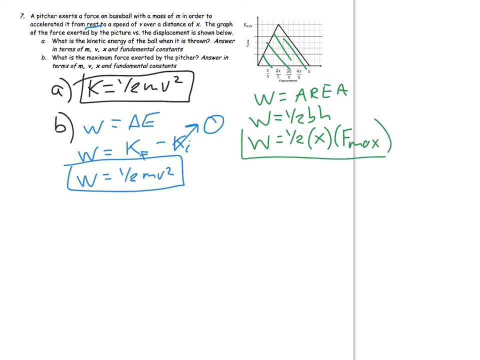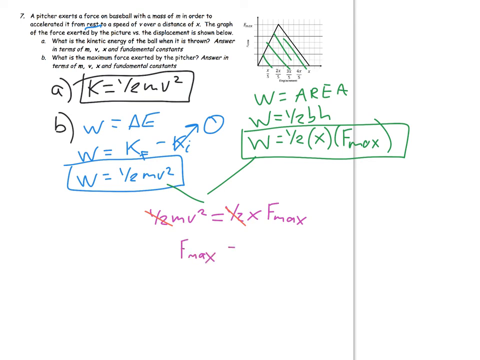We can take these two and set them equal to each other, and that's going to allow us to solve for that maximum force. So we can say 1/2 mv squared equals 1/2 x times our maximum force. Our 1/2s will go away, dividing them out on both sides, and we find that our maximum force then is just going to be equal to mv squared over x.